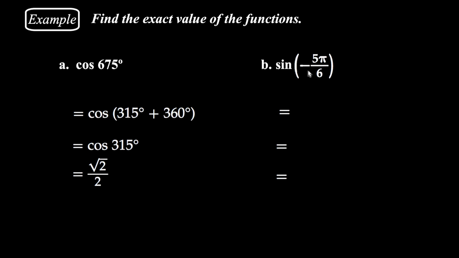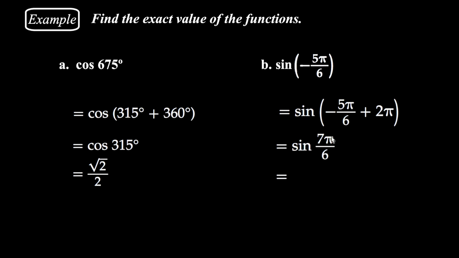How about the sine of negative 5 pi over 6? Remember, anything over 6 is going to be a 30-degree reference angle. So this one, if we just add 2 pi to it, we end up with the sine of 7 pi over 6. Remember, this would be 12 pi over 6, and 12 minus 5 is 7.